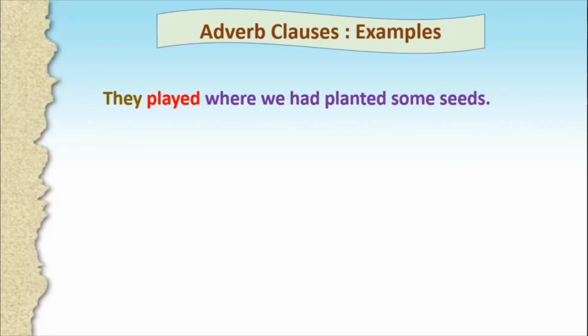Okay? So you can see I have used different colors for the letters. We said in the beginning that clauses should have a subject and they should have a verb. So here we have, they played where we had planted some seeds. In this, they played is the main clause. Okay? So now let us see which is the adverb clause and why it is a particular kind of adverb clause.